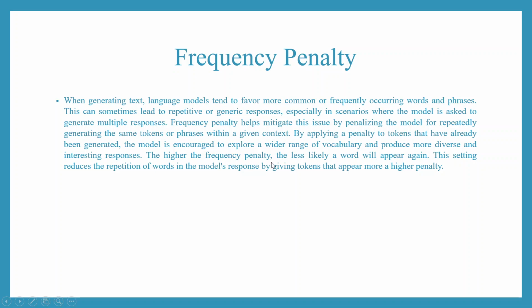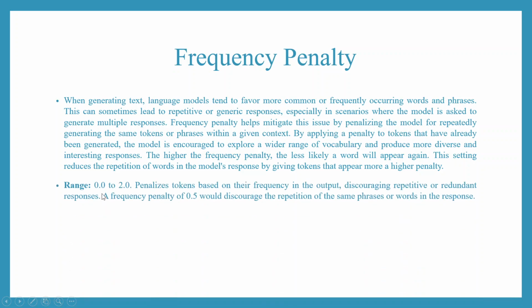The higher the frequency penalty, the less likely a word will appear again. This setting reduces the repetition of words in the model's responses by giving a higher penalty to tokens that appear more. Range 0 to 2. It penalizes tokens based on their frequency in the output, discouraging repetitive or redundant responses. A frequency penalty of 0.5 would discourage the repetition of the same phrases or words in the response.